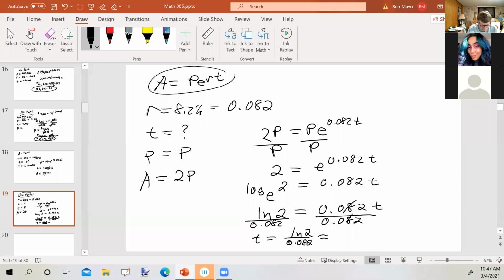Let's see here. I have a question. Yes. How did you get the log E on the other side? I lost connection on that. How did I get this? Is that what you're asking? How did I get that? Sarah?